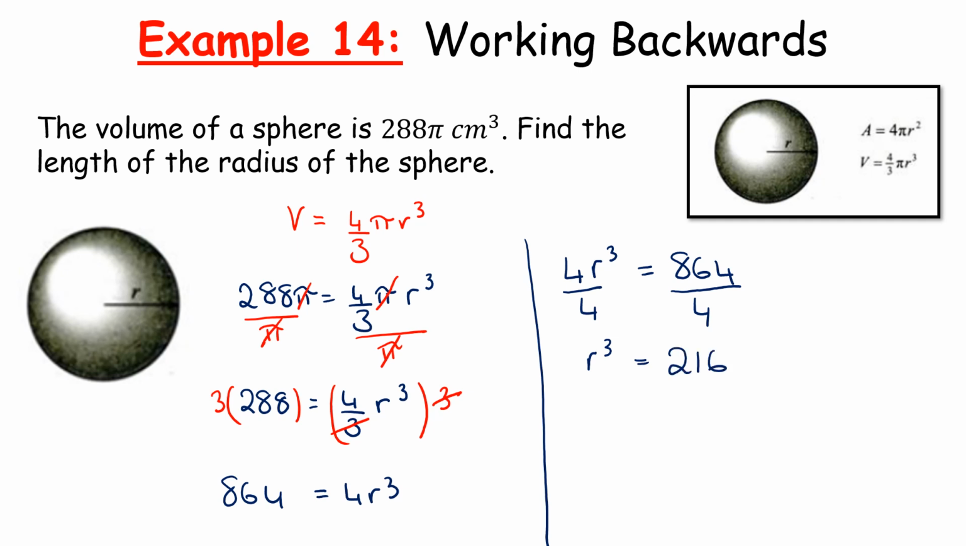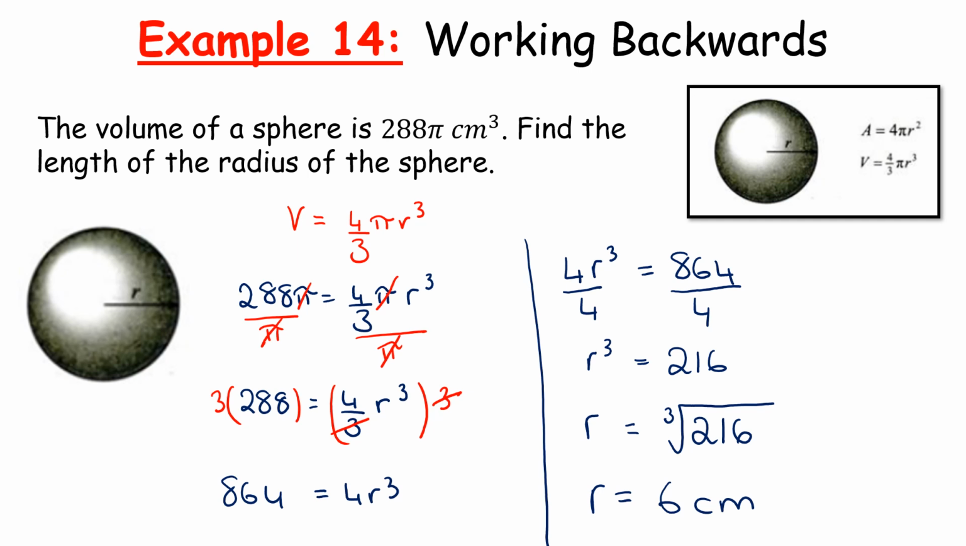Now, we're used to working with squares and using our square root to go backwards. For a cube, we have something similar. It's called a cube root. So it looks like a square root, but it has a little 3 here. On my calculator, it's above my square root, so I use shift and the square root button. And the question it's asking is, what number multiplied by itself 3 times is going to give me 216. So when you put that into the calculator, you're going to get your answer of 6 centimeters.